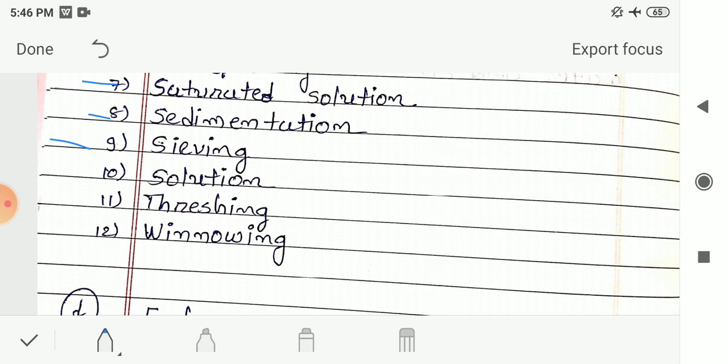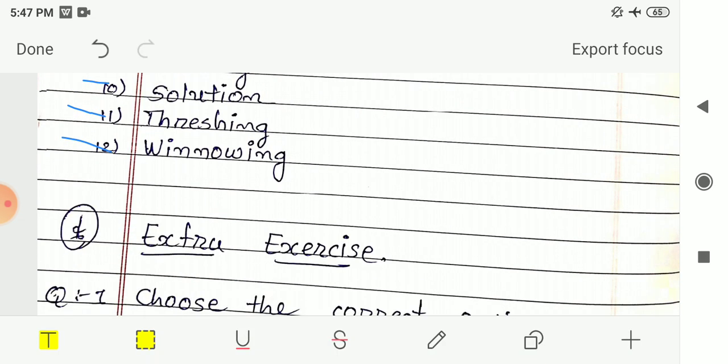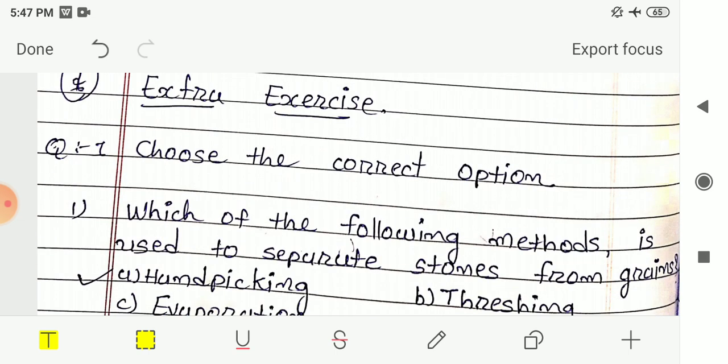Next, ninth number is sieving, S-I-E-V-I-N-G, sieving. Next, 10th number is solution, that we had already seen, S-O-L-U-T-I-O-N, solution. Next, 11th number is threshing, T-H-R-E-S-H-I-N-G, threshing. And last one is winnowing, W-I-N-N-O-W-I-N-G, winnowing. So these are the hard words, and then after you have to write the textbook solution in the notebook. And now let me start this extra exercise for this chapter.